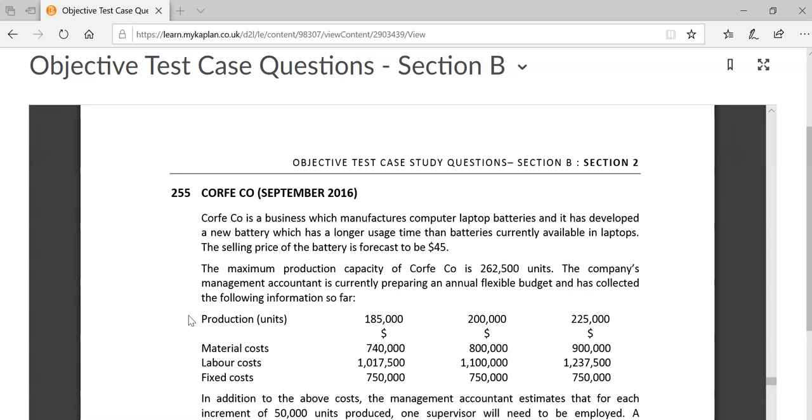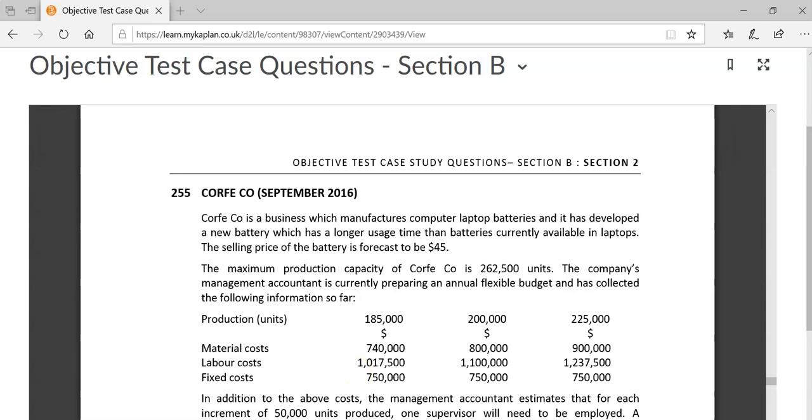But the key point here is that we're looking at fixed and flexible budgets. So some number work here, but also a mixture of some written work as well. So let's, again, I'm sure you've read it, so let's dive right in.